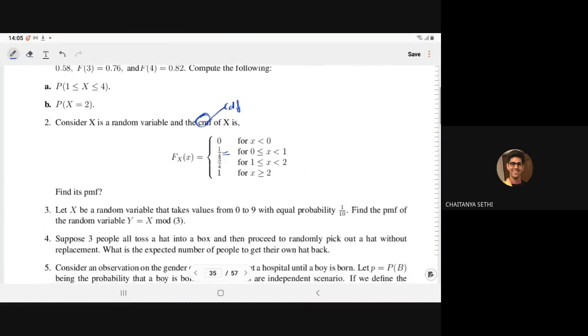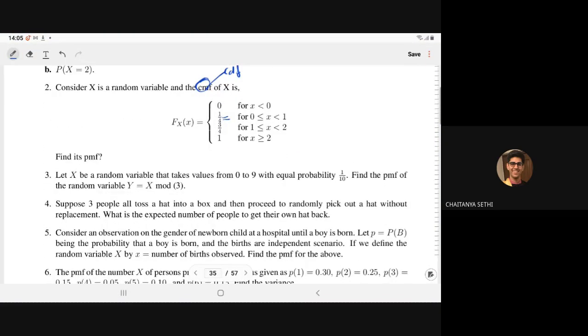Now let x be a random variable that takes values from 0 to 9 with equal probability 1 by 10. You have to choose the digits between 0 to 9, and all are equally likely. All are equally likely means all have the same probability 1 by 10. Find the PMF of the random variable y equal to x mod 3.